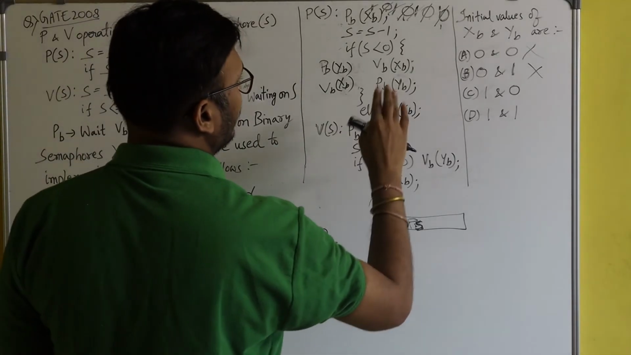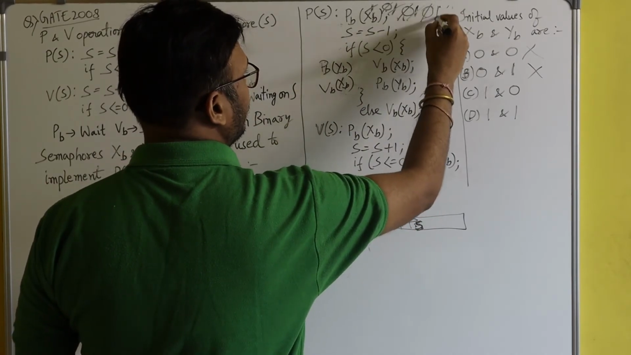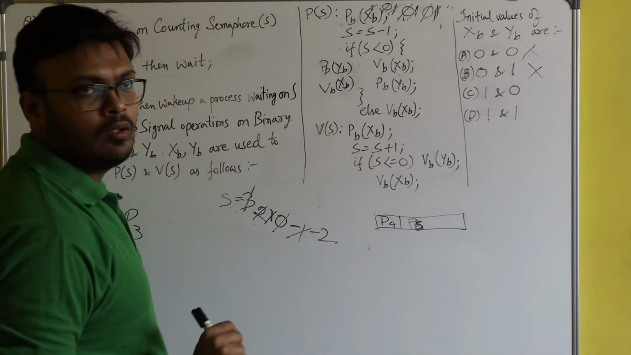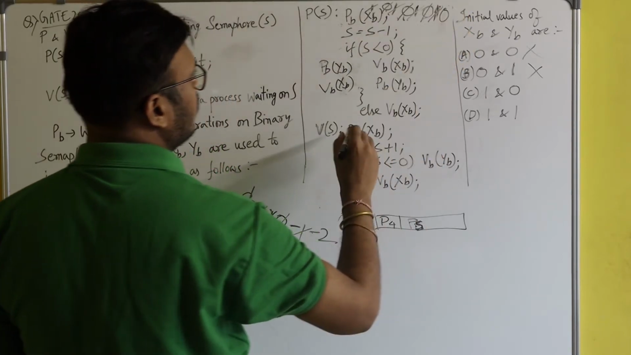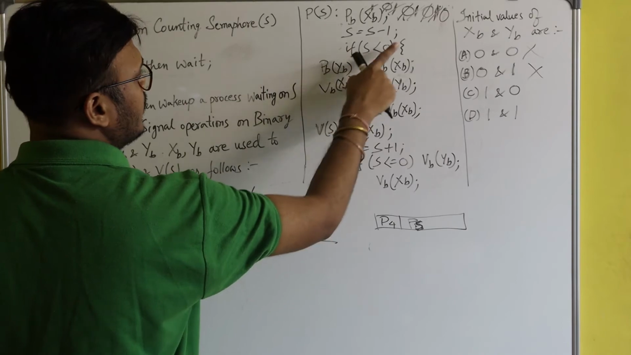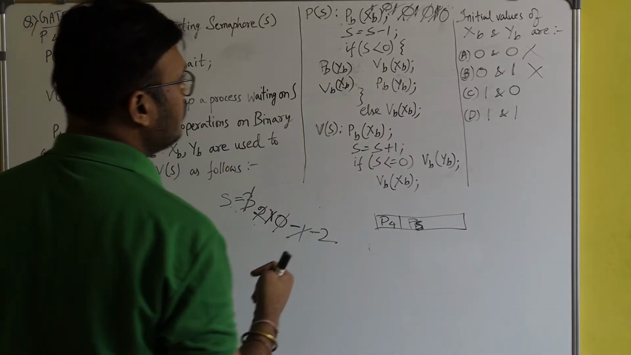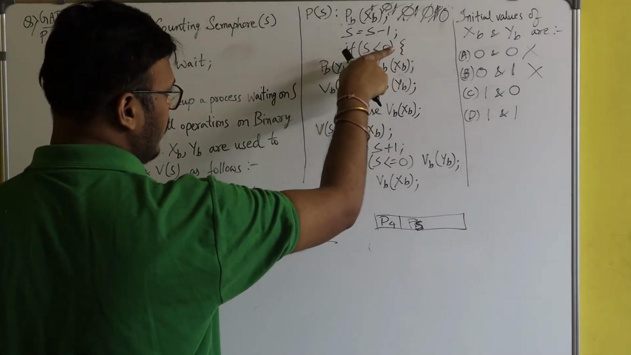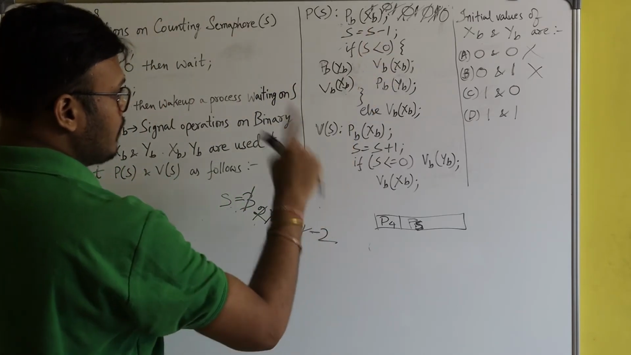So here what happened, when P5 wanted to enter, the value of S was 1, XB was 1. So P5 made it 0, and after that P5 executed this line, and since this condition is true, definitely P5 has to be blocked. So now, since P5 has to be blocked, P5 will enter here in the if condition.